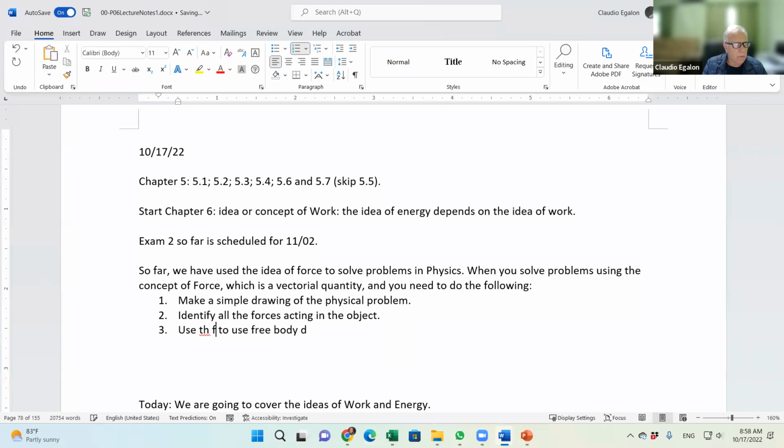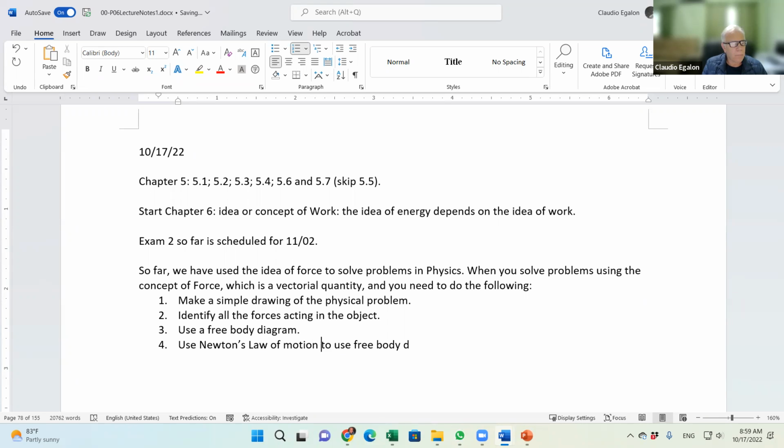3, after you identify the forces acting on the object, use a free body diagram. Identify all the forces acting on the object. Use a free body diagram. 3, use Newton's laws of motion to solve the problem. That's what you do. Okay.